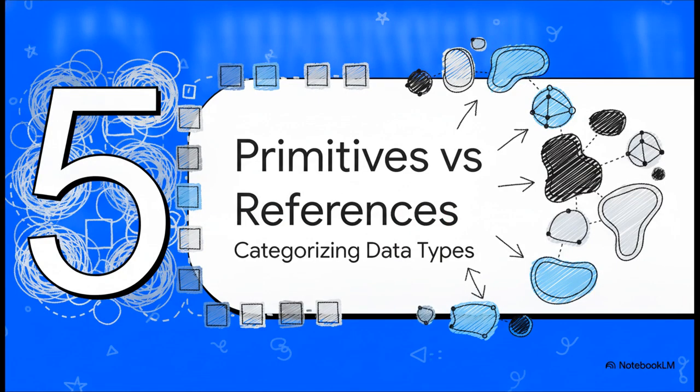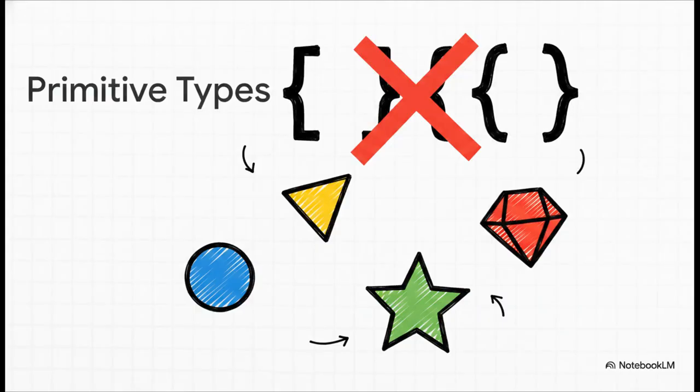And finally, Section 5, Primitives versus References. Let's dive into how JavaScript fundamentally categorizes all its data. It basically lumps everything into two very distinct buckets. First up, we have primitives. You can think of these as your straightforward, built-in values. The easiest way to spot them? They do not contain any visual brackets in their syntax whatsoever. So whether it's a string like a name in quotes, a number like 12, a boolean like true or false, or even null, undefined, symbol, and BigInt. Basically, if it doesn't have brackets, it belongs to the primitive family.